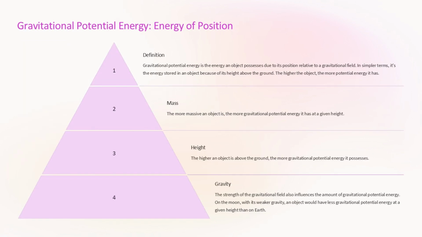Gravitational potential energy is the energy an object has due to its position in a gravitational field. The higher an object is, the more potential energy it has. More massive objects have more gravitational potential energy at the same height. The strength of gravity also affects potential energy: less on the moon, more on Earth. Understanding gravitational potential energy is key for topics like potential energy, work, and energy transformations.